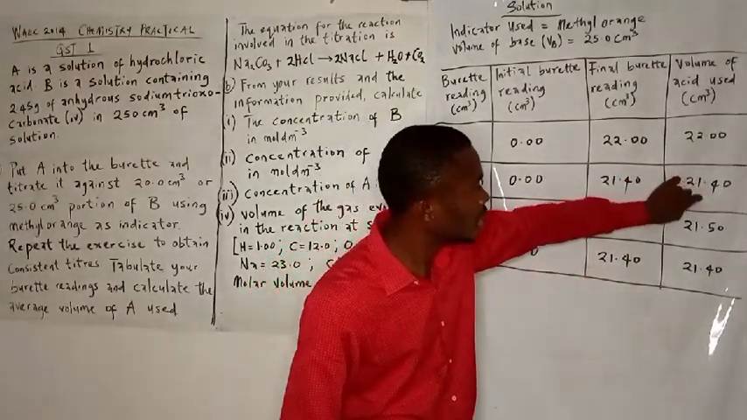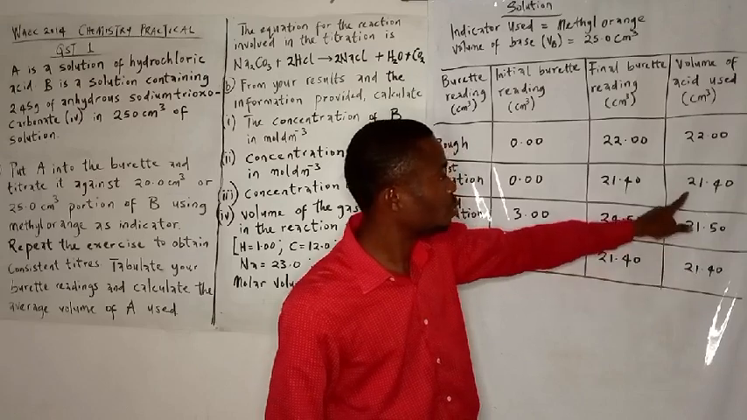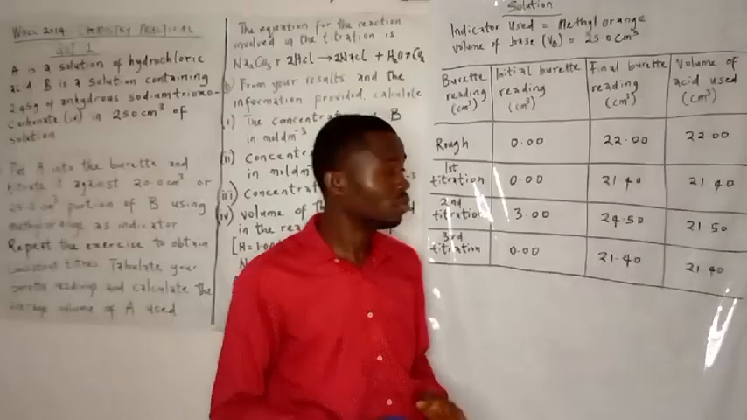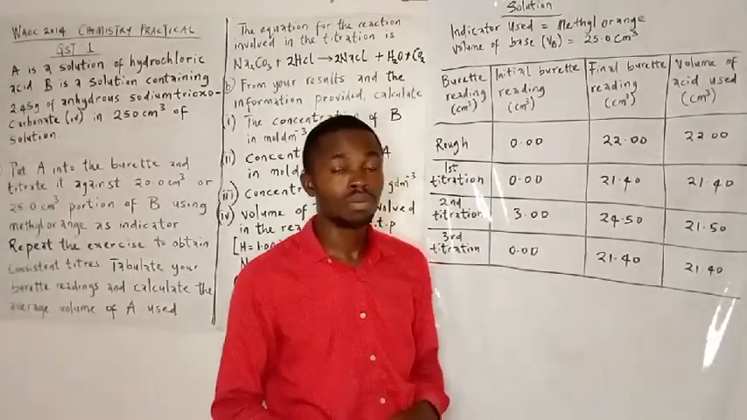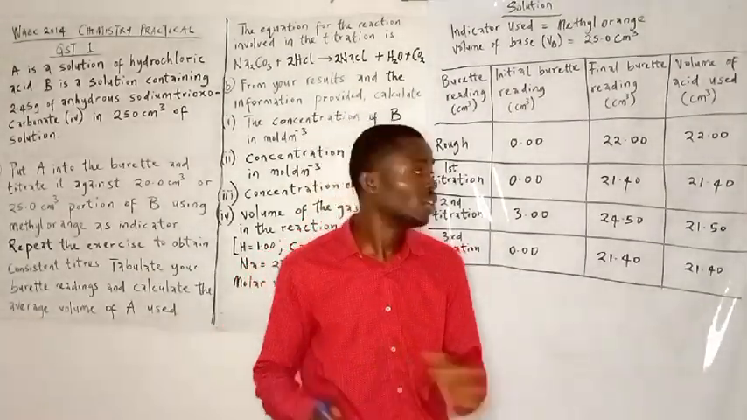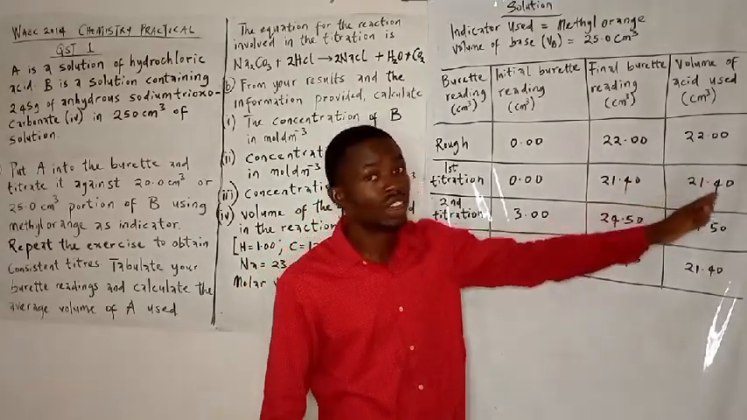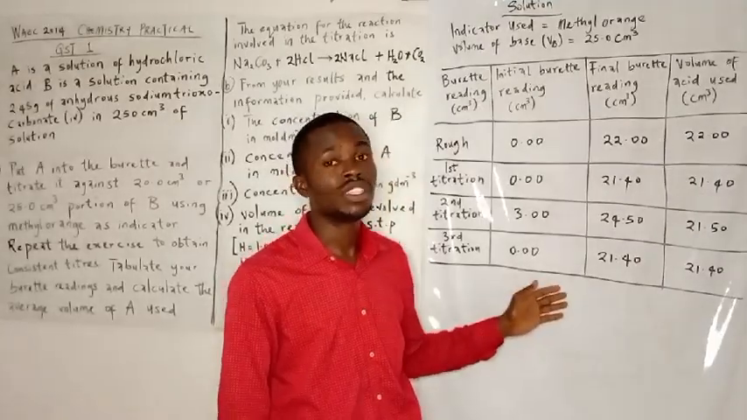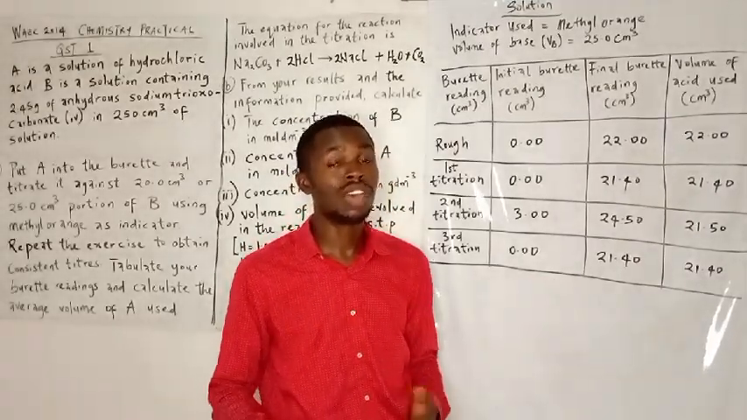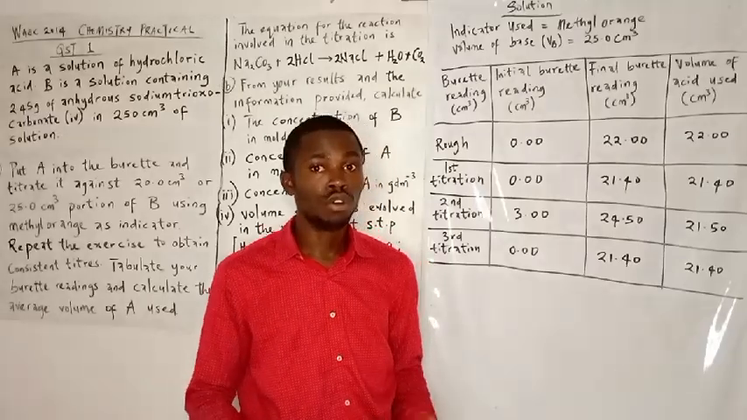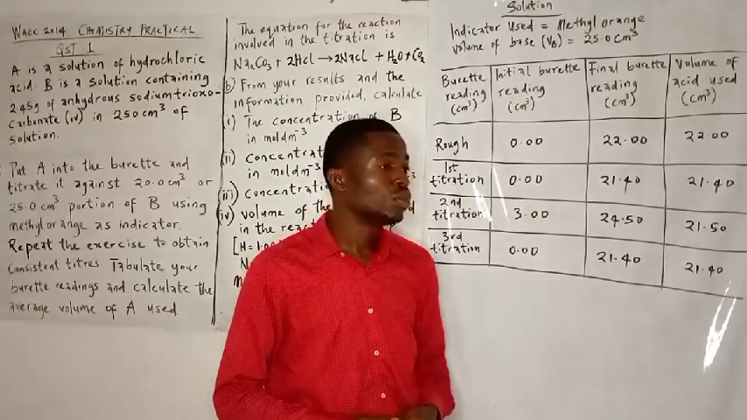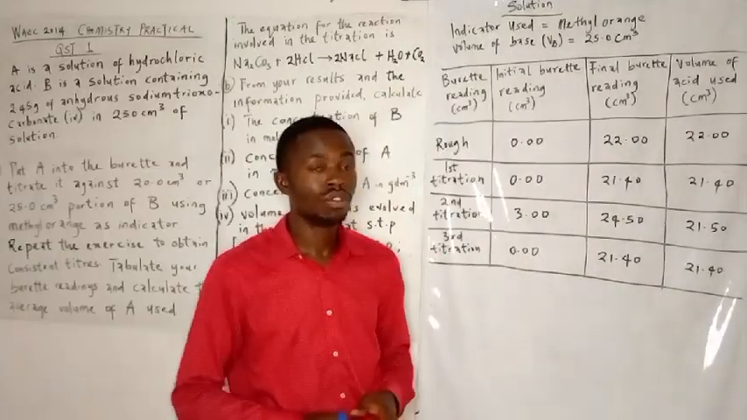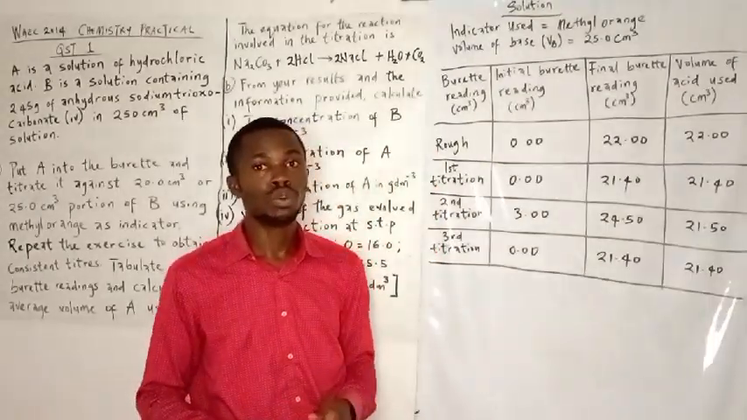If you look at them, you will notice that they are within the range of 21.50 and 21.40. They have a difference of plus or minus 0.1. So the titer values for the first, second, and third, especially the ones you will use to compute your average titer value, or the average volume of acid used, should be within the range of plus or minus 0.1 for accuracy. Average titer value means average volume of acid used.